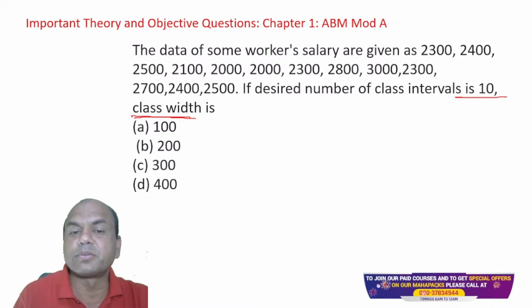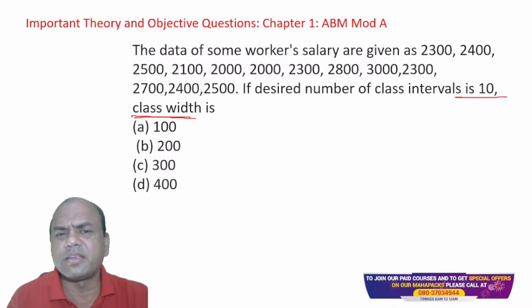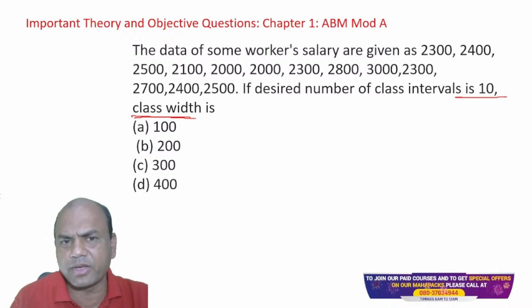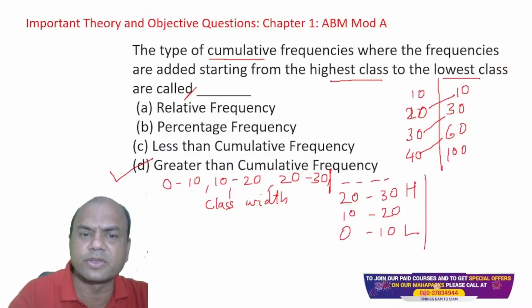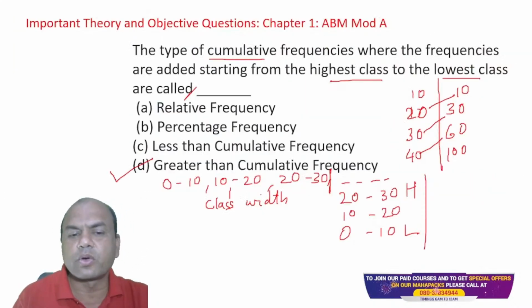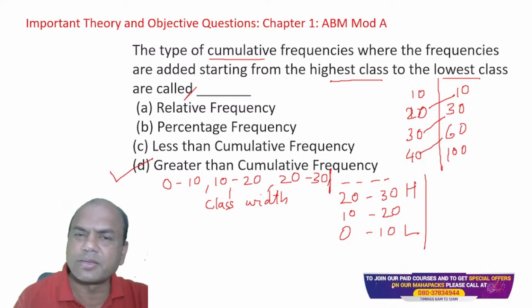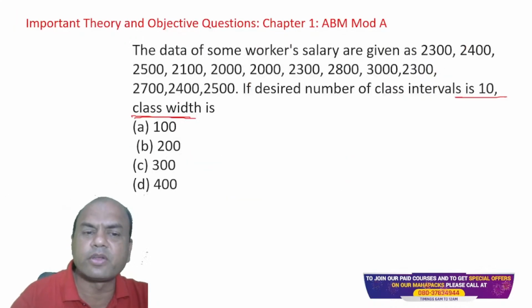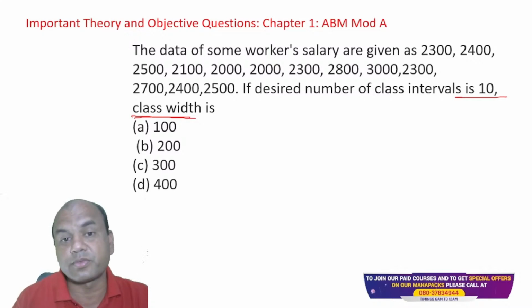Class width means, suppose I divide these numbers, let me give you the example I gave earlier: 10 to 20, 20 to 30, same one. See this one, 0 to 10, 10 to 20, 20 to 30, same thing. So the same class width you have to find over here. How to find out the class width?